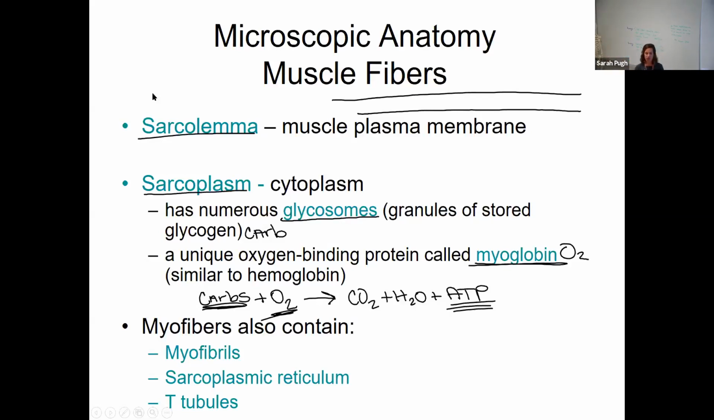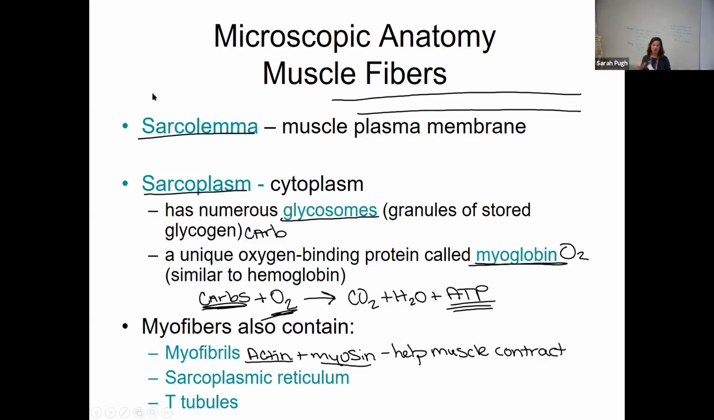Now, your muscle cells are also going to have some other things. Inside your muscle cells, you are going to have myofibrils, right? These are things like actin and myosin. So we're going to spend quite a bit of time talking about these. These help your muscle contract. Without these, you can't get a contraction.